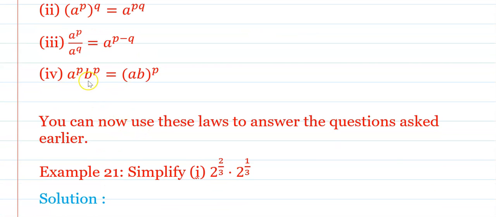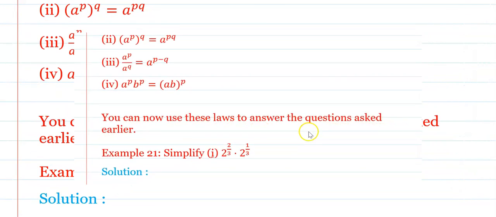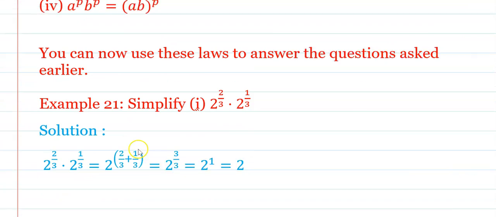Next, if the bases are different and powers are the same, then we can also combine them. That is, ab whole bracket raised to p. You can now use these laws to answer the questions asked earlier.